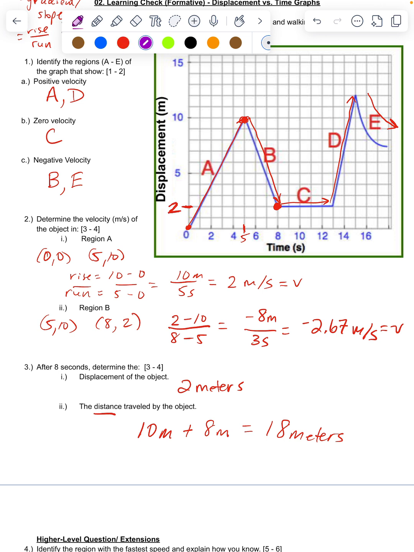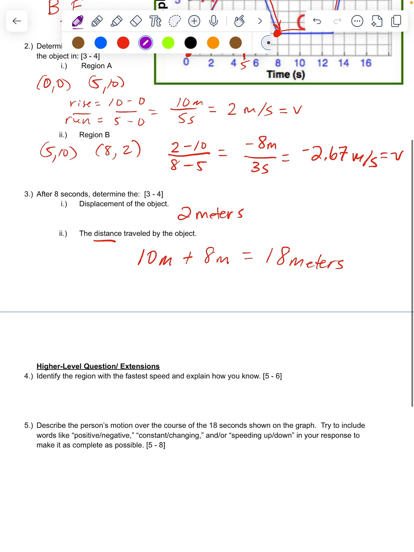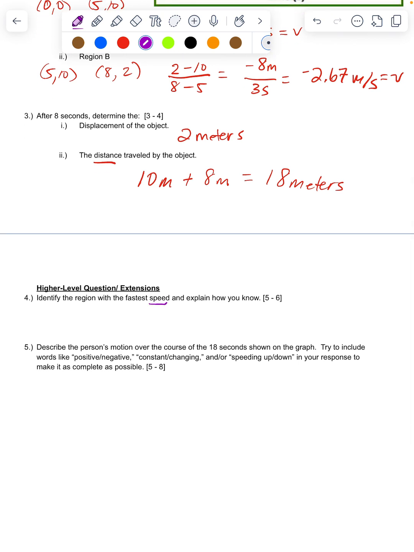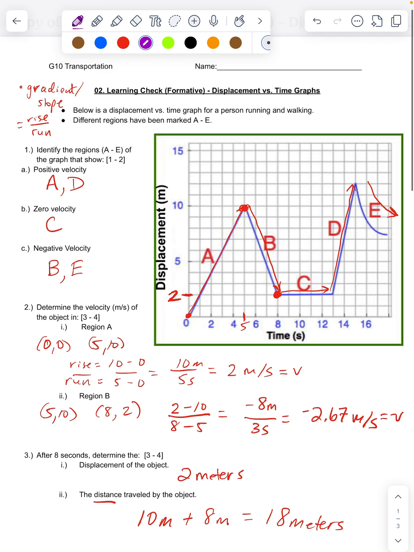All right, if we get to some of these higher level questions, Question 4 says, identify the region with the fastest speed and explain how you know. Speed is the magnitude of velocity. So speed is a scalar value. It doesn't have direction. And the thing I'm going to be looking for is knowing that the gradient or the slope of this graph represents the rate of change of displacement, and so therefore it represents speed or velocity.